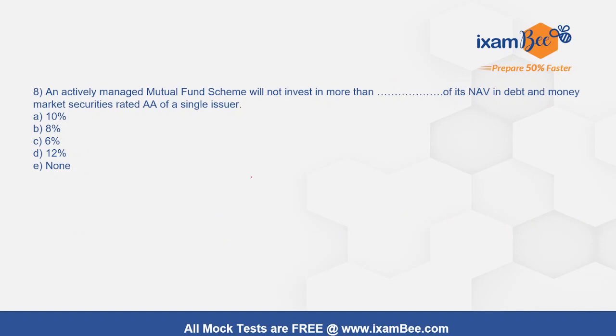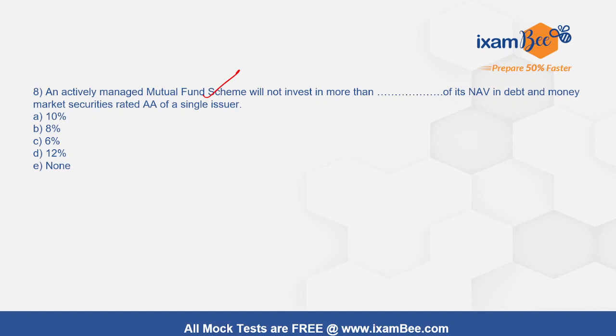Okay, the next question is, an actively managed mutual fund scheme will not invest in more than how much percentage of its NAV in debt and money market securities which are rated AA of a single issuer. There is also a circular regarding the same, wherein certain changes have been made regarding the credit risk based single issuer limit for investment by mutual fund schemes, right? So these are for actively managed mutual funds. For this the circular had come.